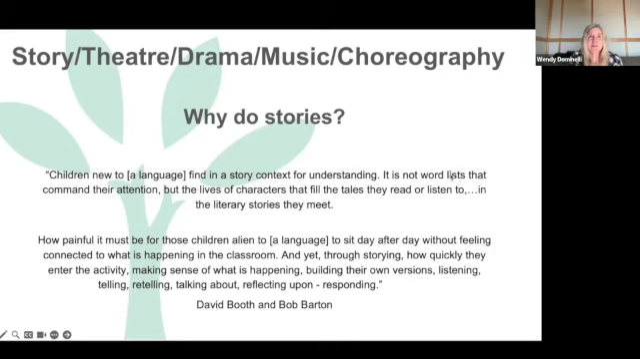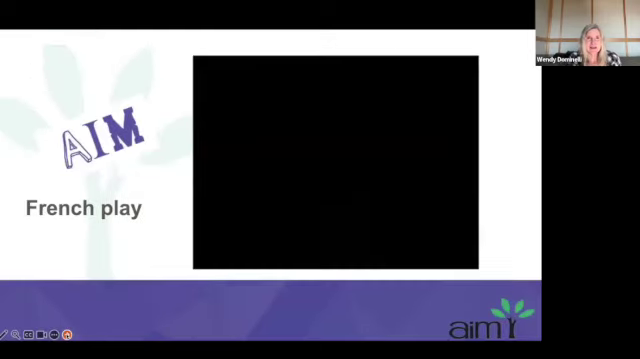And really, this sums up a lot of what we do in an AIM classroom. We work a lot with story. They act out the stories. They retell the stories. They even extend the stories. They publish books about their story extensions through the various literacy techniques and strategies that we have in AIM. Let's have a look at part of a French play here.